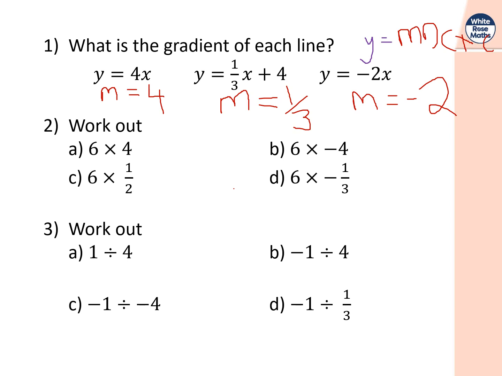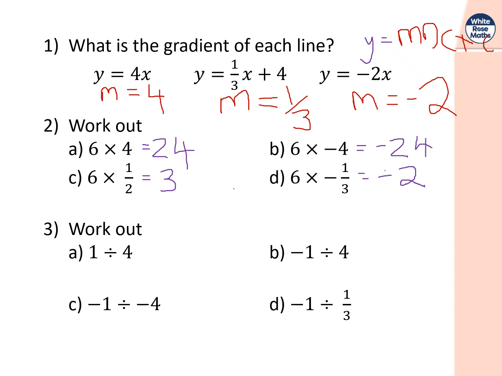Question number 2, work out 6 times 4. Part A, 6 times 4 equals 24. For part B, 6 times -4: a positive times a negative gives a negative, so that becomes -24. 6 times a half is 6 halved, which simplifies to 3. Times by a half is the same as dividing by 2. This next one, 6 multiplied by -1/3, so be careful: it goes to -6/3, which simplifies to -2.